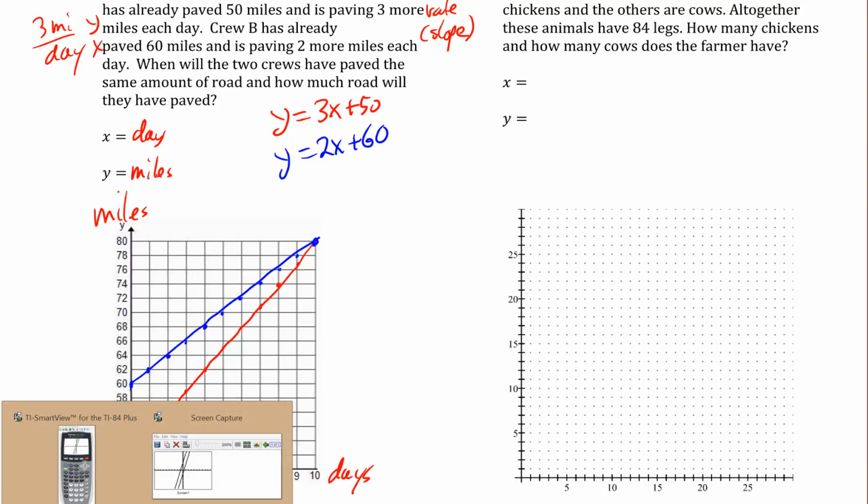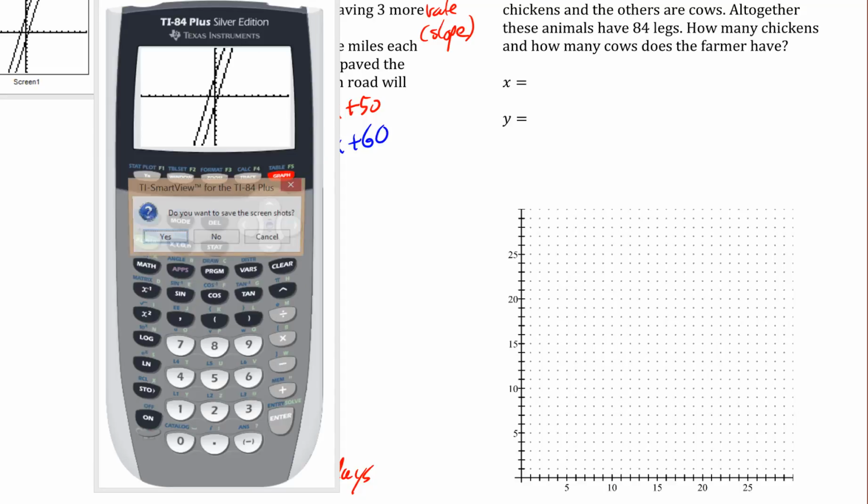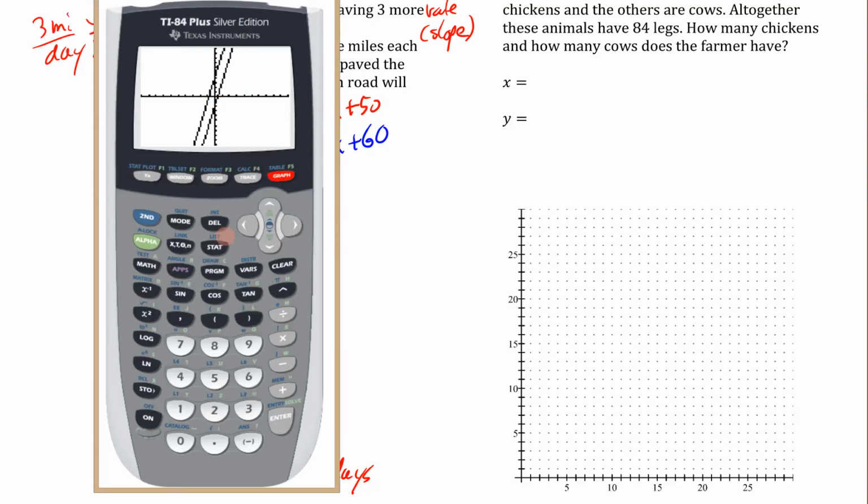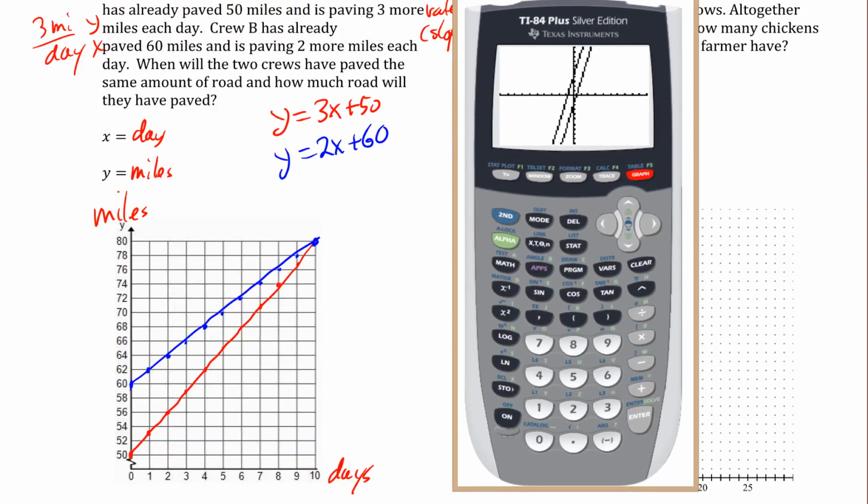Let's grab the calculator and have it do this. So we're going to get rid of that, and I'm going to slide this over. We're going to do y equals, and the first one is 3x plus 50, and the second one is 2x plus 60. Now, this is certainly not a standard window. If I just hit graph, that little worm is going through the corner there. We're not going to be able to see anything because it's off our chart.